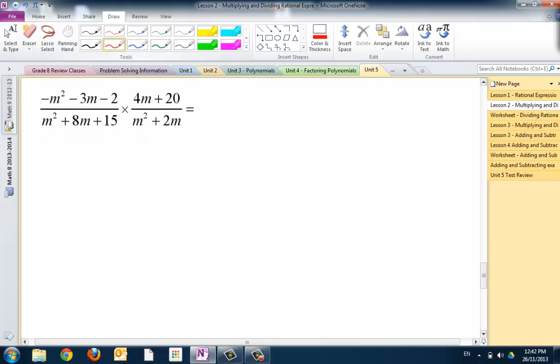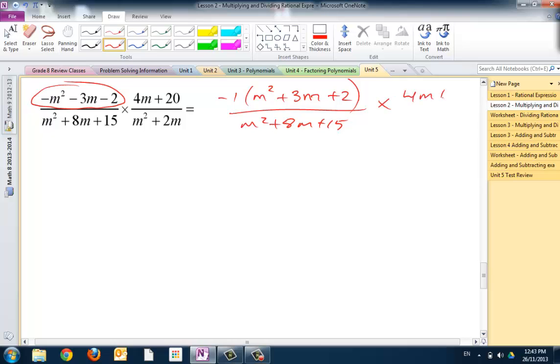Okay, here's our last example of the day. This one's big and scary. But if you look at it, it's actually not. I'm going to start factoring all of these different parts. So here's the first guy I'm going to factor. I'm going to start by pulling out a negative 1. When I do that, I'm basically just reversing the signs on all of these. If I distributed that negative 1 back in, I would get back to my negative m squared minus 3m minus 2. And I've got m squared plus 8m plus 15 times 4m plus 20 over m squared plus 2m.